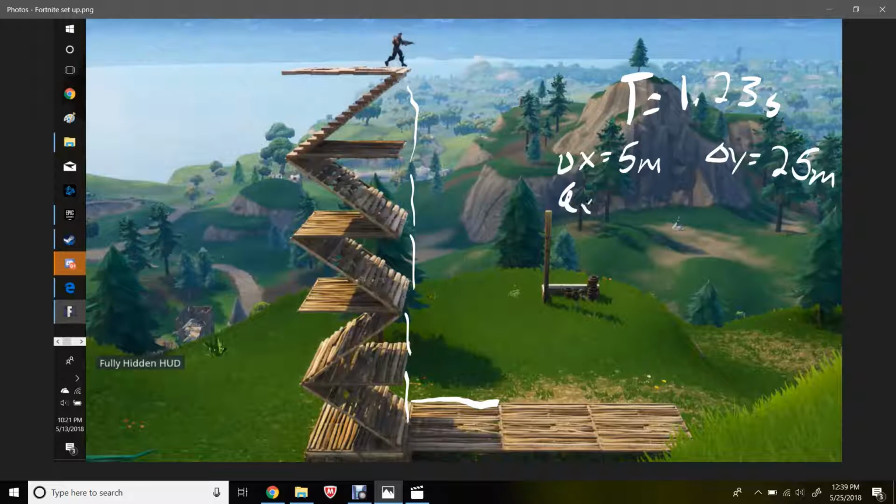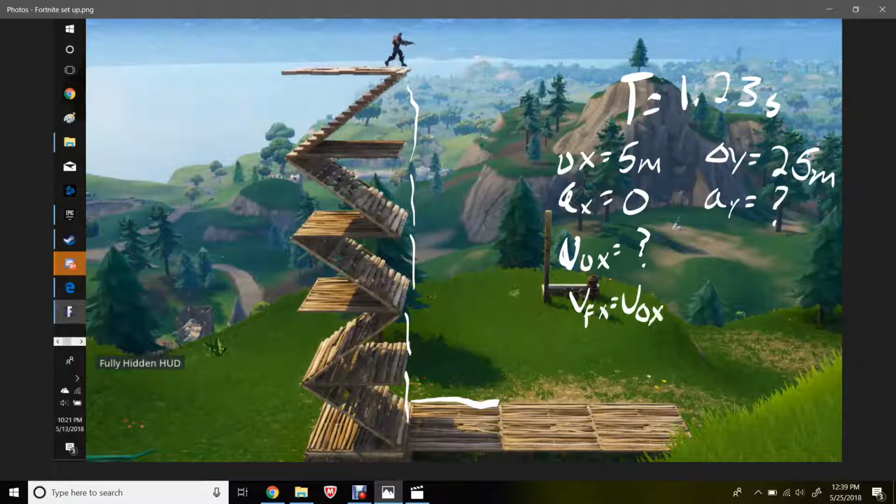His acceleration in the X direction is 0, because there's no air resistance. His acceleration in the Y we don't know yet, so I'm just going to leave that with a question mark. His initial velocity in the X direction we don't know, but we do know that it's equal to his final velocity in the X direction, because there's no acceleration.